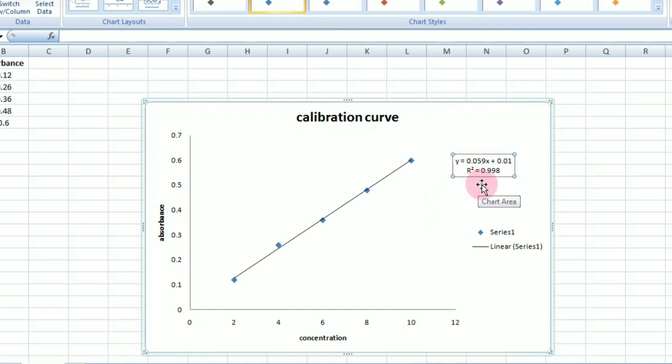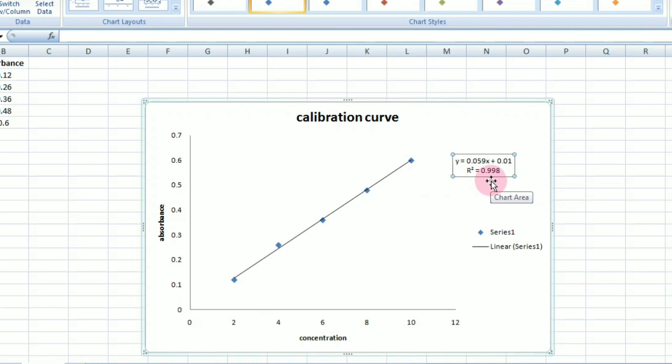Another value you are seeing is the R square value, which is 0.998. The ideal value of R square is close to 1. The value that I got here is close to 1. It means that the method for analyzing the drug solutions has obeyed Beer's law, which states that as the concentration increases, proportionately the absorbance values also increase. It is shown by a straight line and the R square value close to 1.